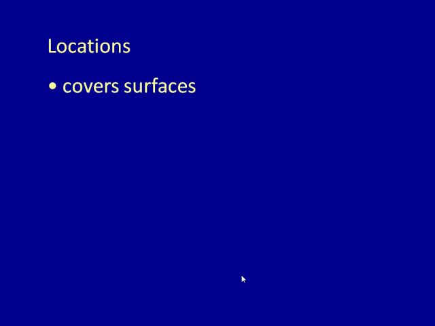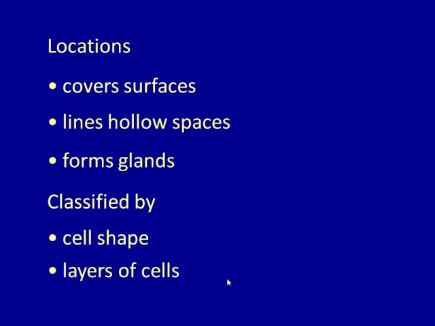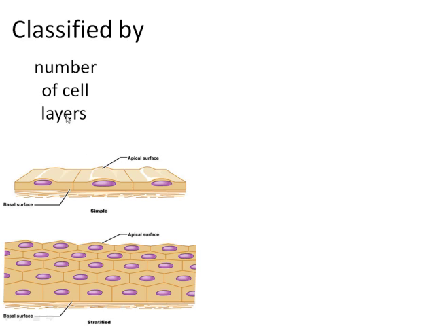Epithelial tissue is found covering surfaces of the body and lining hollow spaces in the body. They also form all of the glands in the body. And this is one of the easiest ones to classify because they're classified either based on the shape of the cell and how many layers of the cells there are. So if there is a single layer of cells, this is called a simple tissue. If there are several layers of cells, this is called stratified.